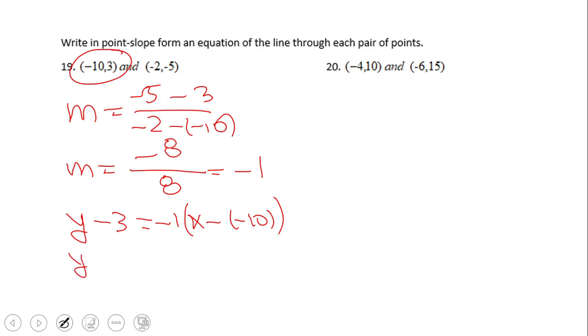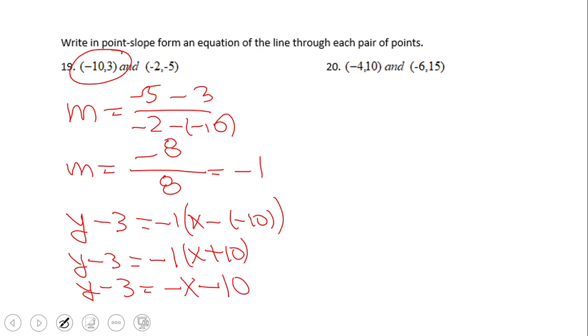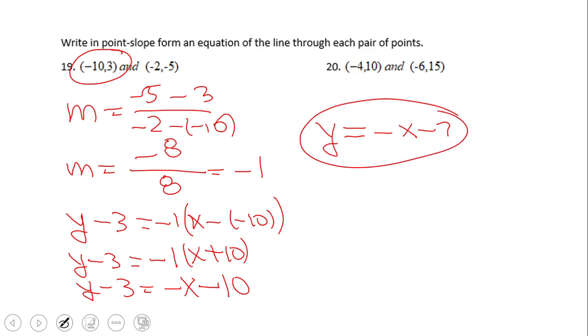So we're going to have y minus 3 equals negative 1 times x plus 10, distributive property, or just switch the sign because we have that negative 1. And the last thing, add 3, because we need the point-slope form. And that's it for problem number 19. Go ahead and stop the video clip and try to do number 20, please.